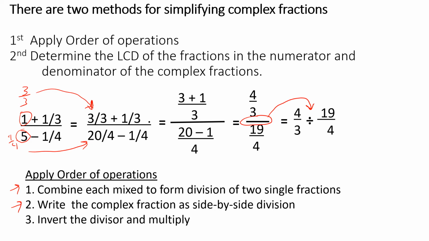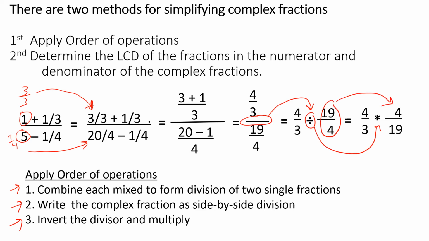Well, you all know the rules for dividing fractions. You can turn that into a multiplication problem by inverting the divisor. That's what I've done in this next step. I changed the division to multiplication, and I inverted this fraction by making it 4/19. Now follow your multiplication rules and just multiply straight across. So 4 times 4 gives you 16, and 3 times 19 gives you 57. So we have now simplified this fraction by just following the order of operations.